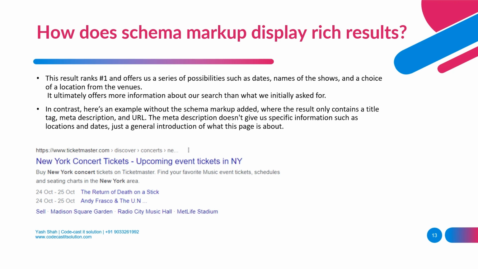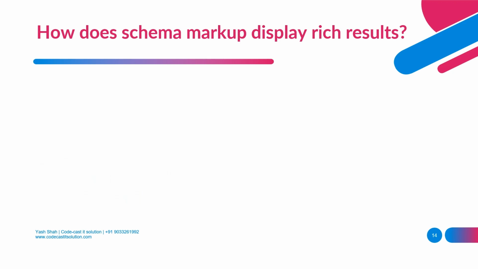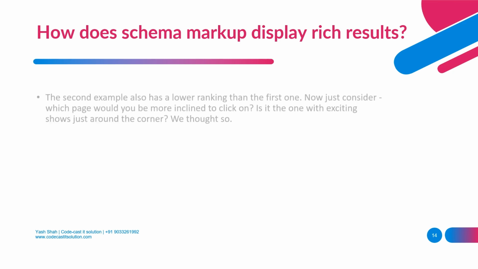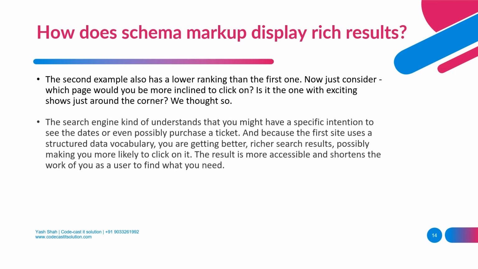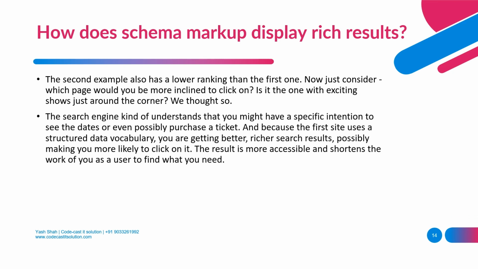In contrast, here's an example without the schema markup added, where the result only contains a title tag, meta description, and URL. The meta description doesn't give us specific information such as locations and dates, just a general introduction of what this page is about. The second example also has a lower ranking than the first one.